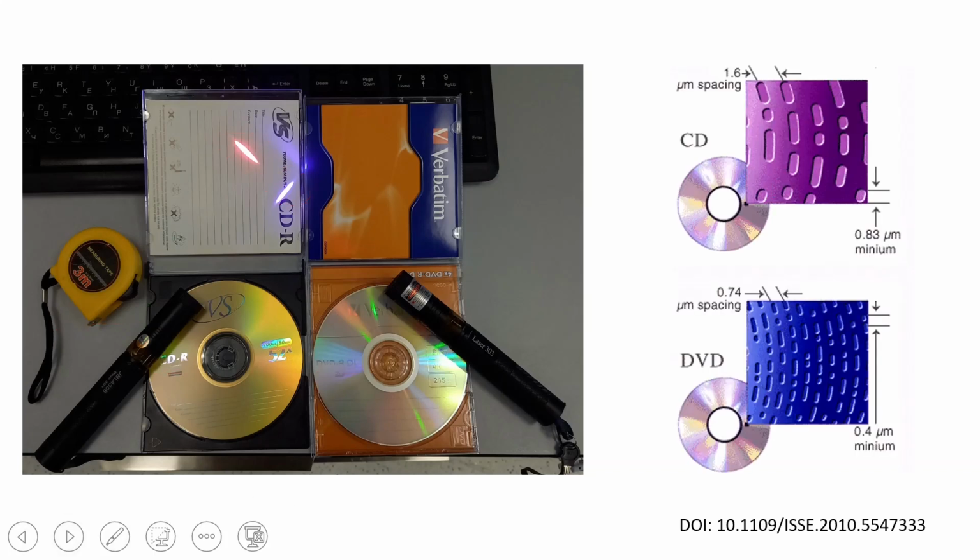So if we look closer at the structure of compact disc and DVD discs, we will see that there are traces of pits on the surface of these discs, and for the CD disc we have the distance between two neighboring traces, which is 1.6 micrometers. So it's repeatedly placed traces, 1.6 micrometers next to each other.